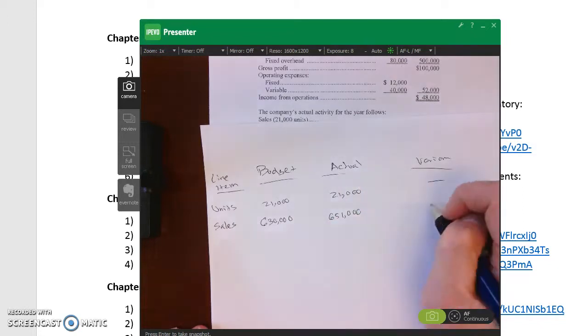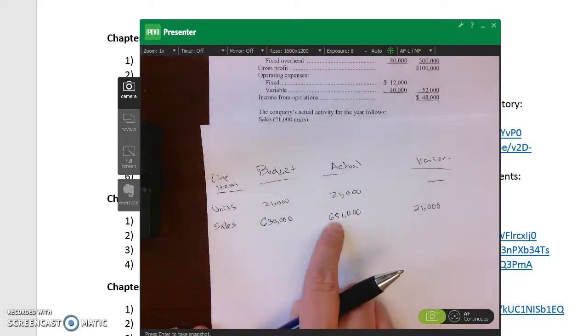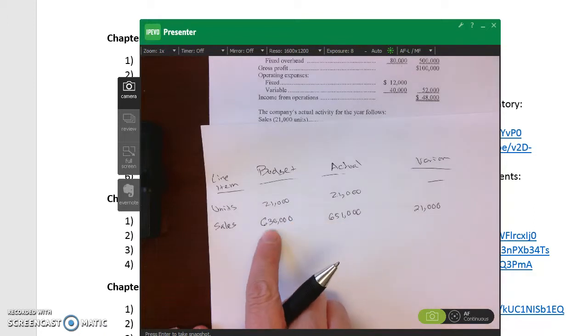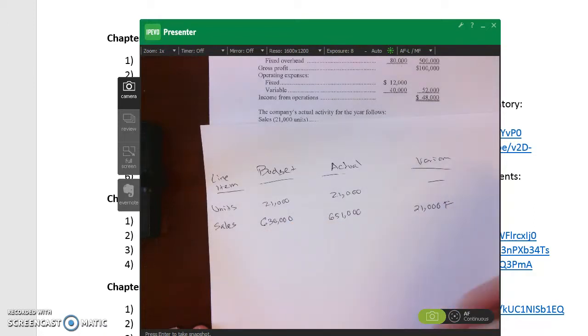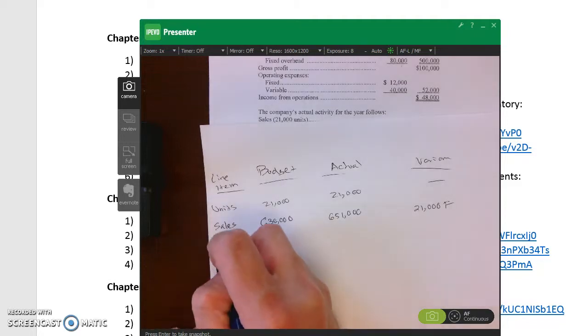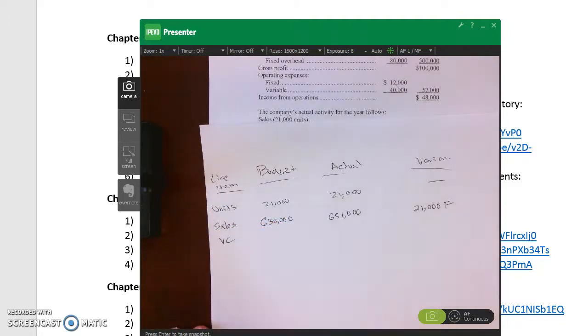Then we subtract the two, and we get $21,000. Now, actual sales are higher than what they should have been. That is a good thing. That's favorable. And then we can come over here, and we can say our variable costs, VC.